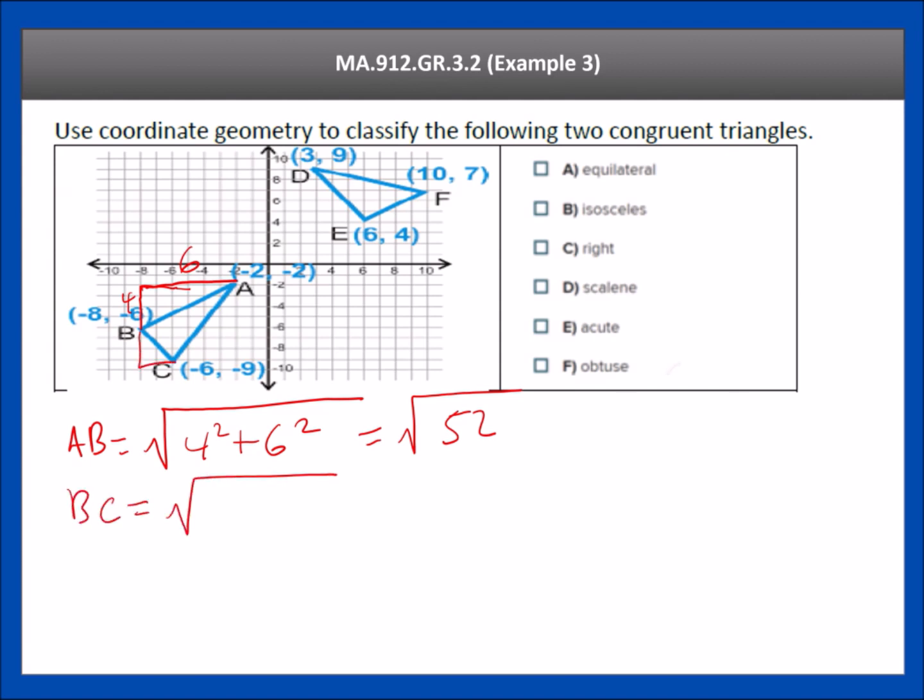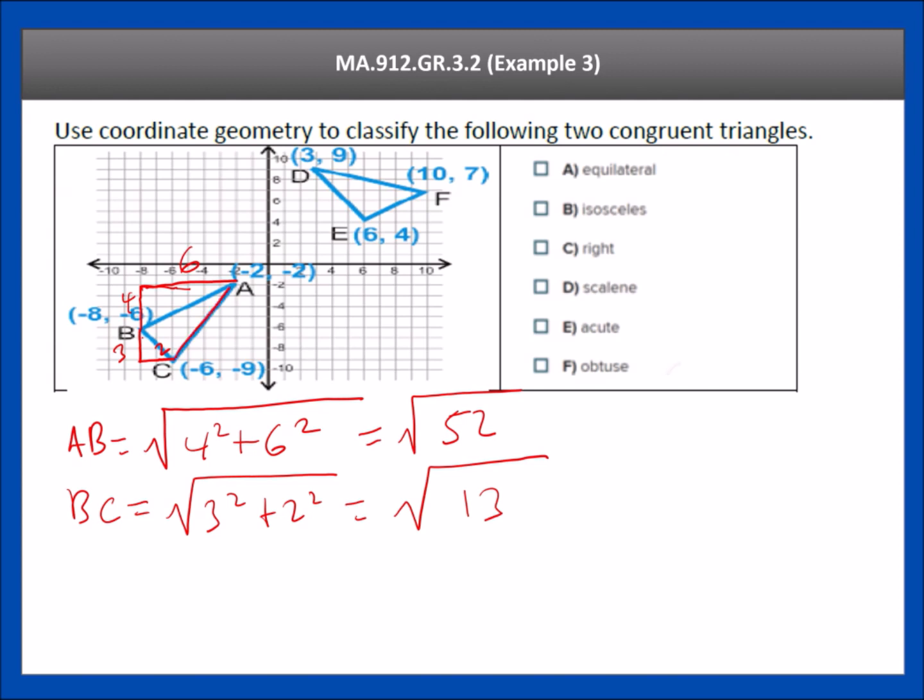The square root. So BC looks like it goes 1, 2, 3. Let's make sure we count it. 1, 2, 3 down, 1, 2 over. So we got square root of 3 squared plus 2 squared, which is the square root of 9 plus 4 is 13. Just do that on the calculator if you're having trouble with that.